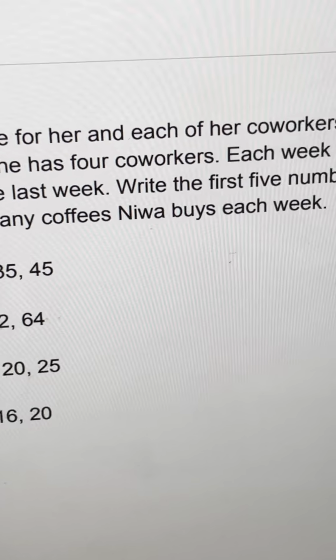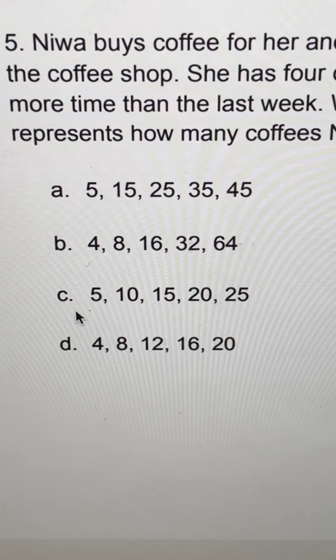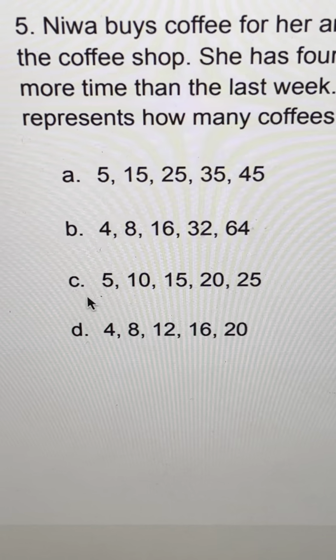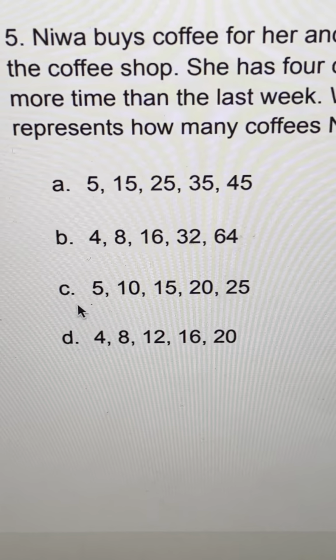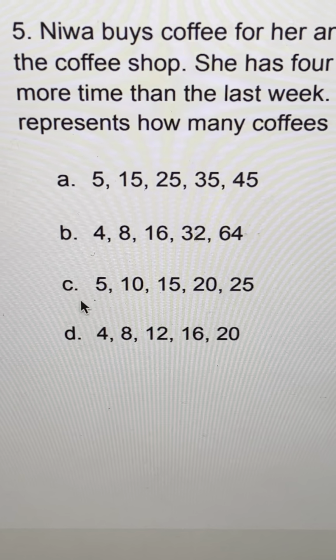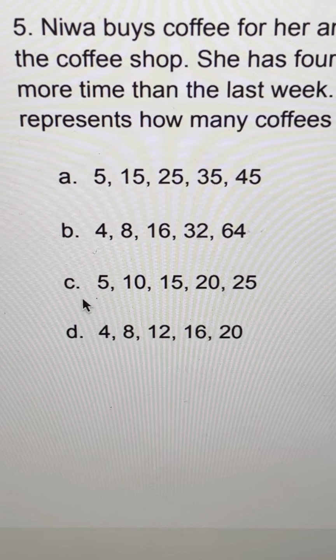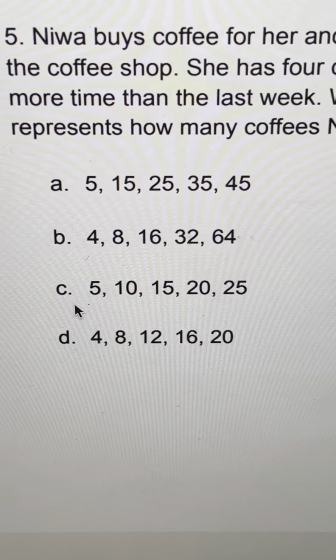So she has 4 coworkers, including herself. So we start with 5. So it would either be A or C. And then after that, she buys 1 more than the last. So she goes 1 more time than the last. So it'd be 5 times 2, which would be 10. So it would be C. 5, 10, 15, 20, 25.